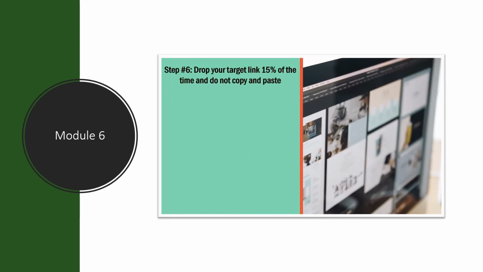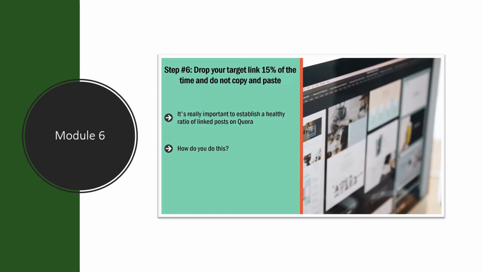Step number 6. Drop your target link 15% of the time and do not copy and paste. It's really important to establish a healthy ratio of linked posts on Quora. As I keep repeating, when administrators check your account, they must not see a clear pattern. You must throw them off. Your account must look legit. Your account must look like the account of somebody who truly likes helping people by answering their questions. How do you do this?